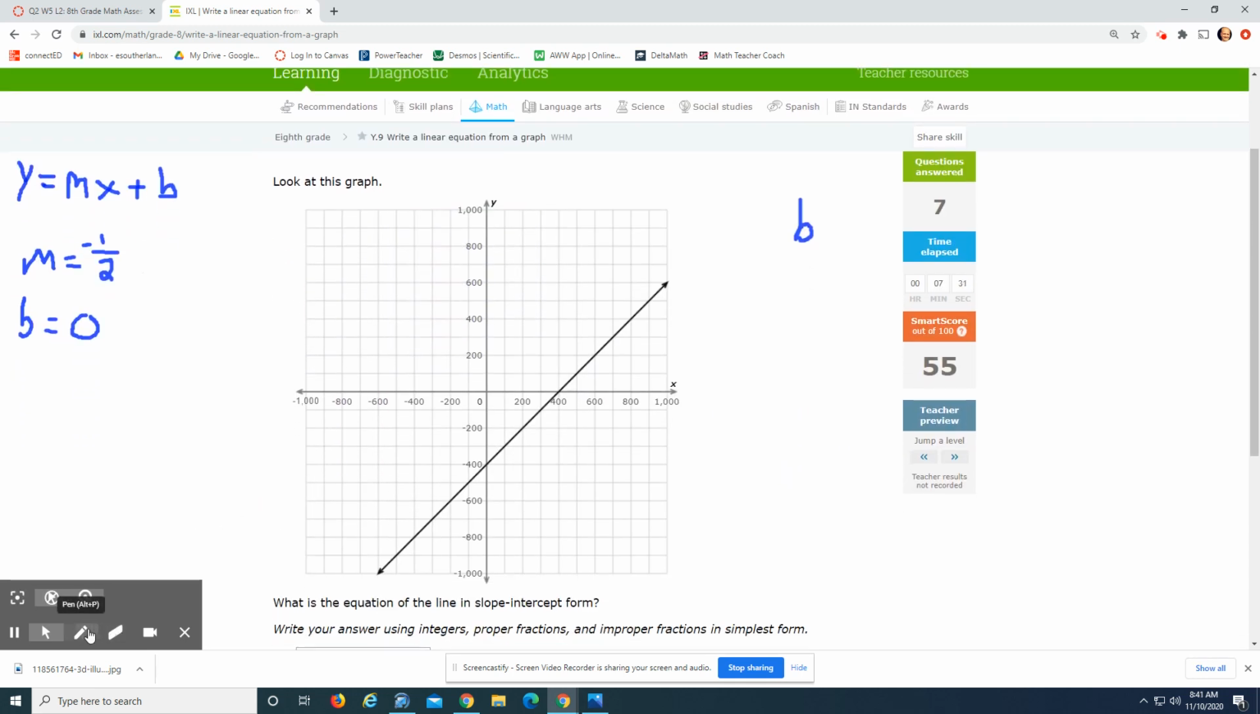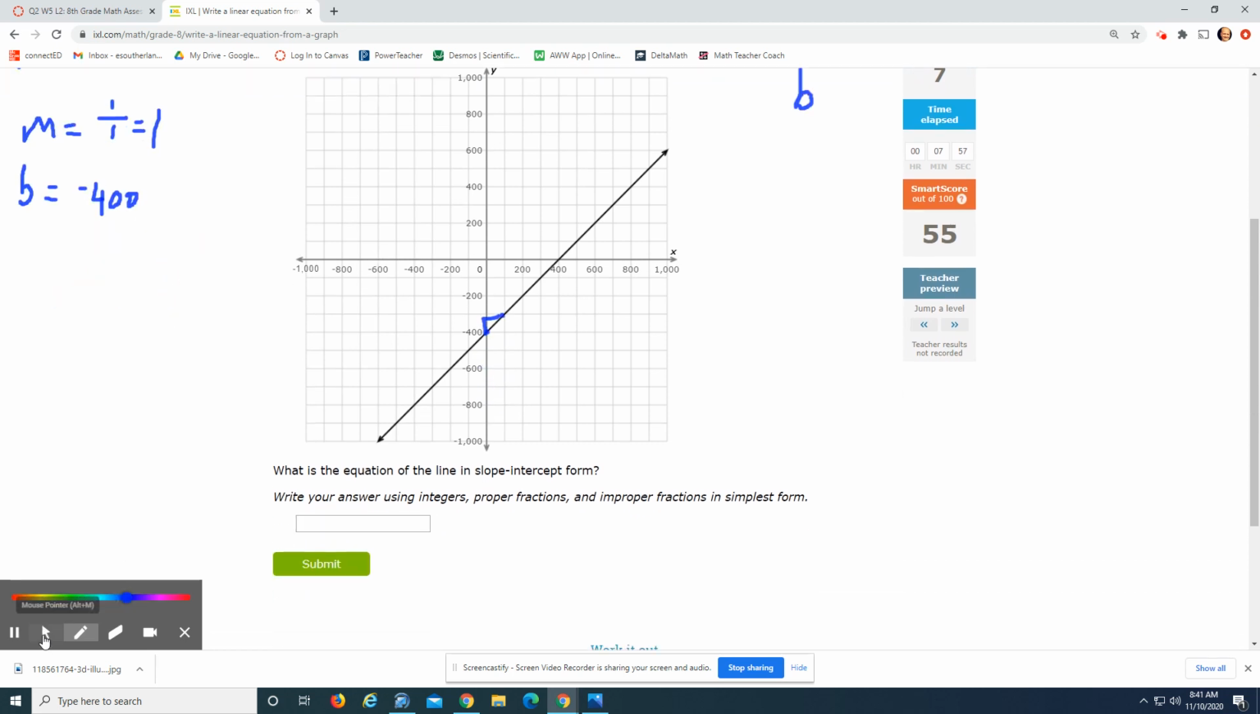Same thing here. Figure out where it crosses. Right there is negative 400. So we're going to type in negative 400 for the y-intercept. It crosses again right there. Left to right, it's going up. So it's positive 1 over 1, which is equal to simply 1. And then you come down here and type in y equals 1x minus 400.